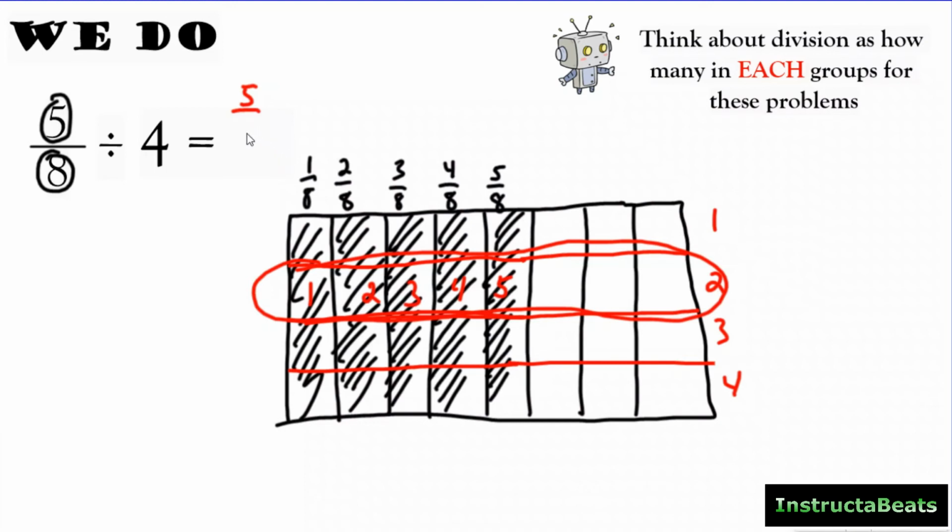And going back to 3rd grade, we know our denominator tells us how many equal pieces one whole is split into. So that's why my denominator is 32. So if I split 5 eighths into 4 groups, I would have 5 32nds in each group.